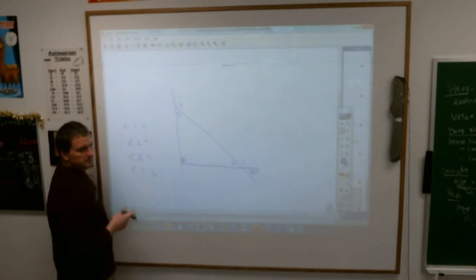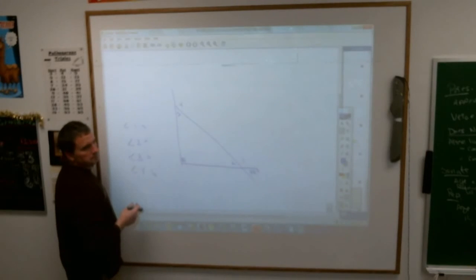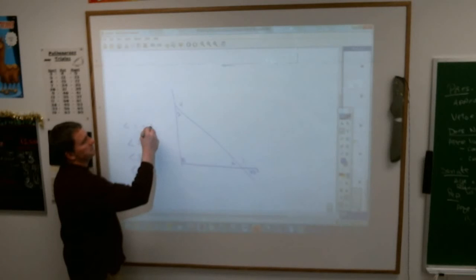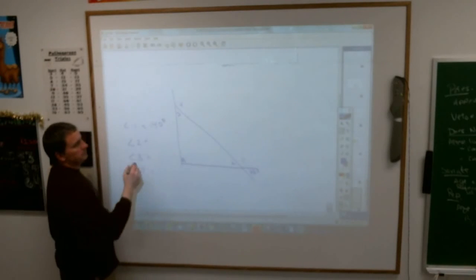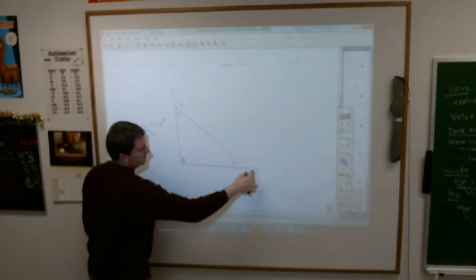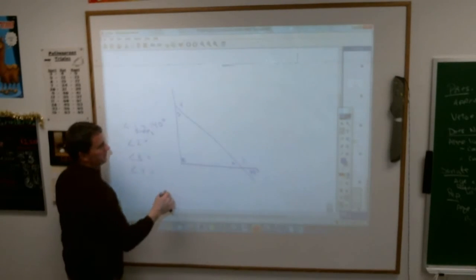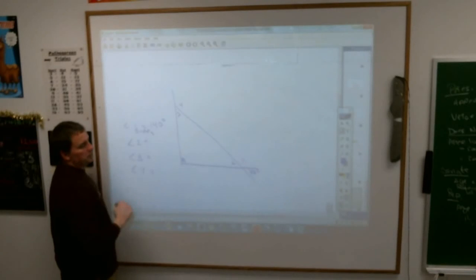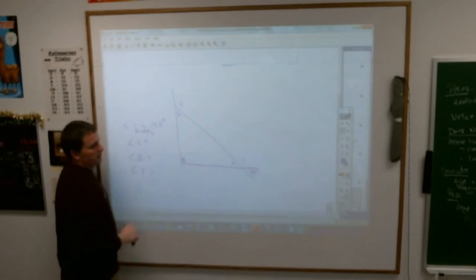Eli says, I was going to say, well, fire away, maybe try. Michael, angle 1 is 140 degrees because the 40 degrees is supplementary. It forms a straight line with that 40-degree angle there. All right, so if angle 1 is 140 degrees, how big is angle 2?